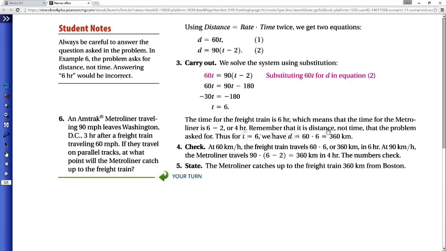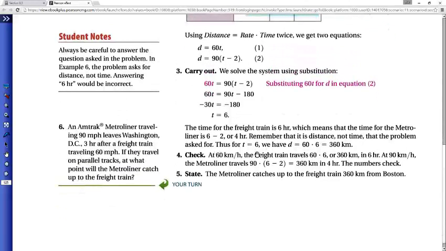Remember that it is distance, not time, that the problem asked for. In other words, this is a very important deal: we do all this work, and I've seen really good work, a lot of stuff, and then students don't answer the question that's asked in the word problem. But they're asking for distance here.